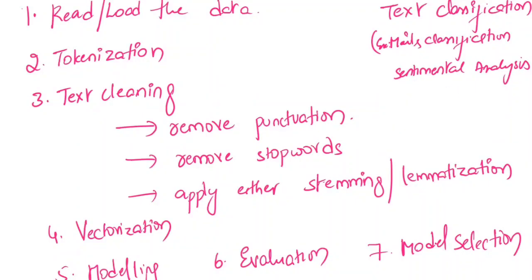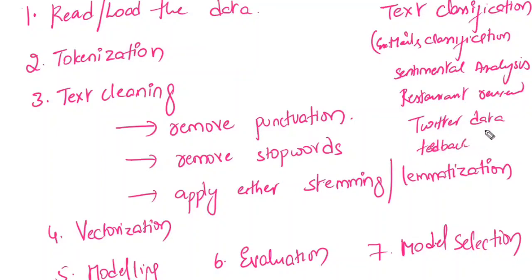In Swiggy, you have given feedback about a particular restaurant or a particular delivery person. Something you have written, very nice. Whether it is positive or negative, that also comes under sentiment analysis. Restaurant reviews, your restaurant reviews. Twitter data reviews. Analyzing the Twitter data comes under text classification. Like feedback analysis comes under text classification, whether it is positive or negative.